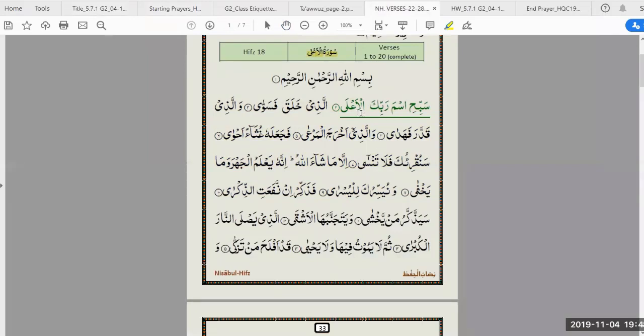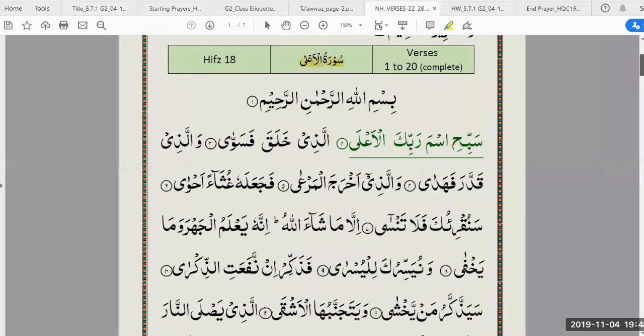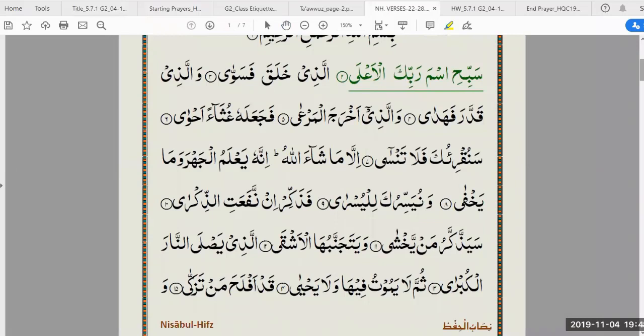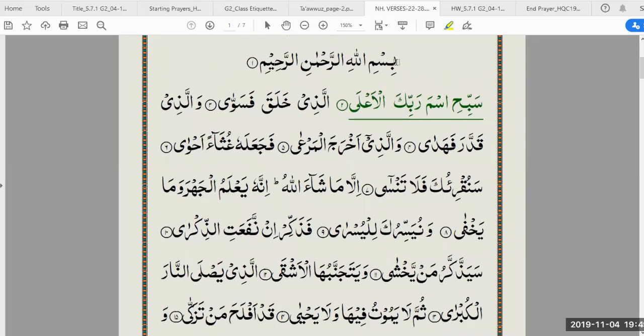Can you enlarge your screen? Yes. So you've made a few mistakes. You have, for example, pronounced the letter, which one was it? I think the letter Ha. I'm not sure which one it was because it was a little bit fast. But the letter Ha, you have pronounced like the letter Alif, I think, or Hamza. So I want you to read it again, but can you read it off the page this time so I can tell you for every verse what's the issue, okay? Okay, please start from Bismillah.